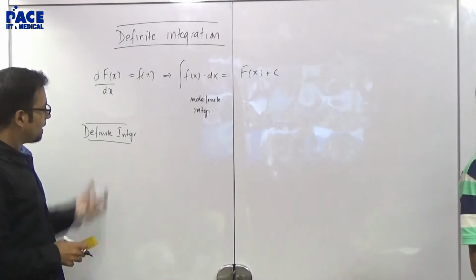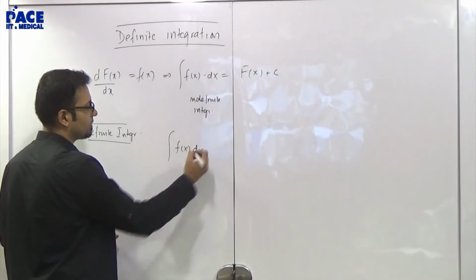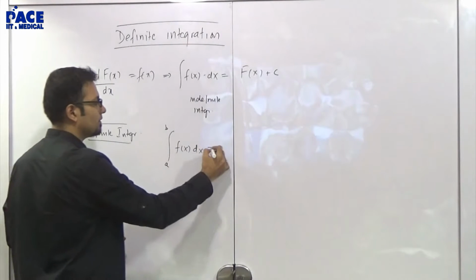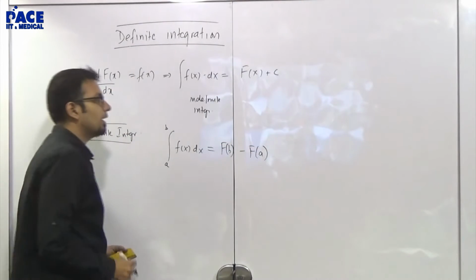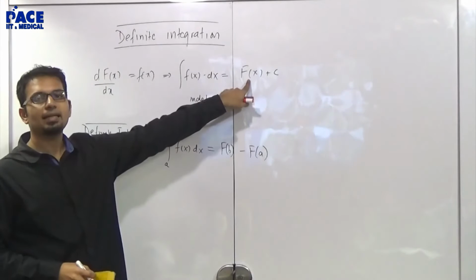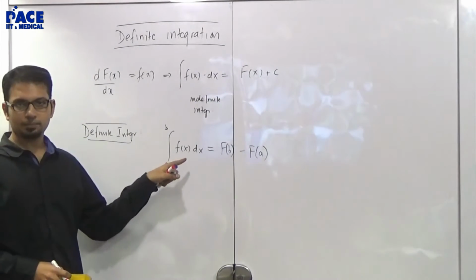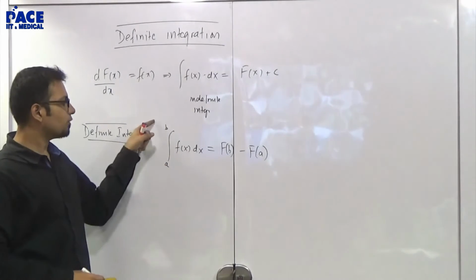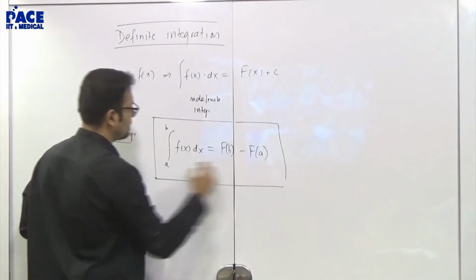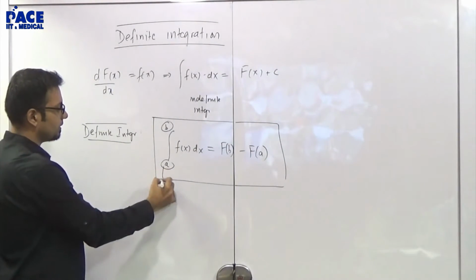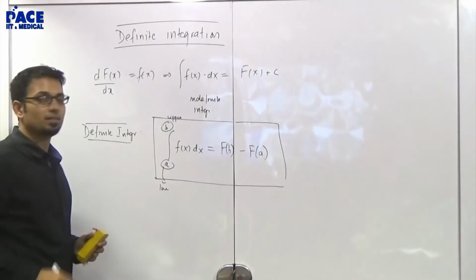Now, you all have seen the definite integration in physics, and the definite integration of fx from a to b is f of b minus f of a. If this F is the antiderivative of small fx, then the definite integration of fx from a to b is given by this, whatever the limits a and b are. This is the lower limit, this is the upper limit. That is fb minus fa.